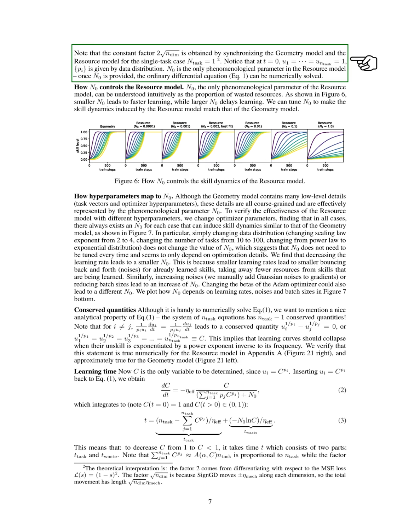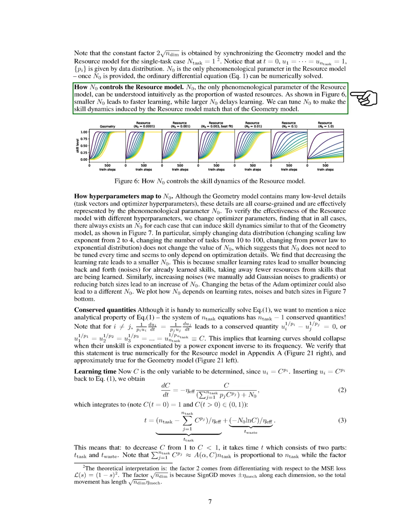We note that a specific constant factor is derived by aligning the geometry model with the resource model in a single task scenario. At the beginning, all tasks start with equal resources, and the distribution of resources is determined by the data. The only adjustable parameter in our resource model is denoted as N0. Once we set N0, we can numerically solve the ordinary differential equation. N0 represents the proportion of resources that are wasted.